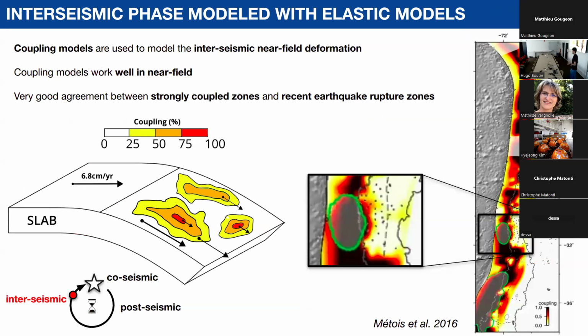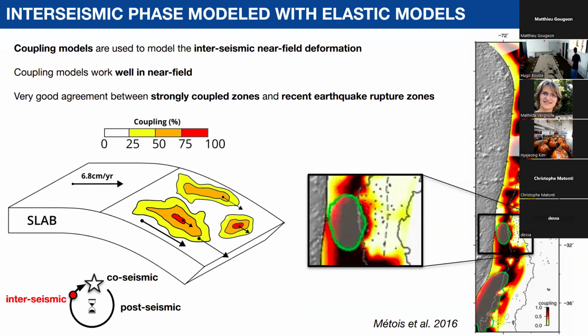For the inter-seismic phase, we use elastic models to model this deformation. And we are using what we call the coupling distribution. So the coupling is basically how much the fault is locked to produce the deformation you measure at the surface. What is the state of slipping along the subduction interface?